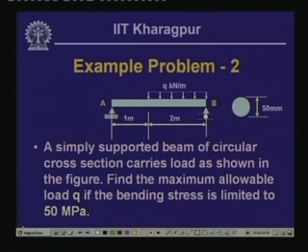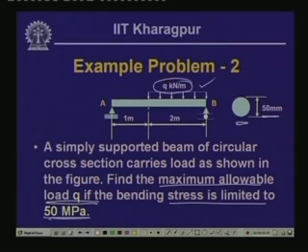Now, let us look into another problem wherein a uniformly distributed load of intensity Q is acting over a distance of 2 meter, which is a partial loading, and the cross section of the beam is circular with a diameter of 50 millimeter. What we need to find is the maximum load Q that can be applied on this beam so that the bending stress is limited to 50 megapascal.